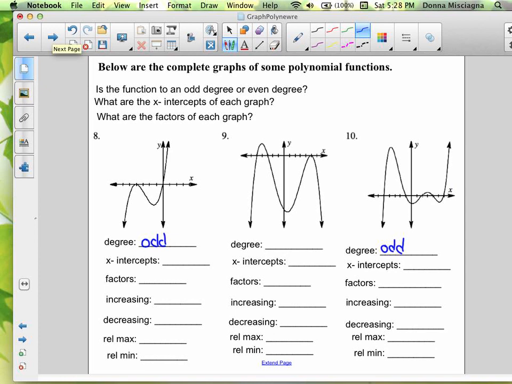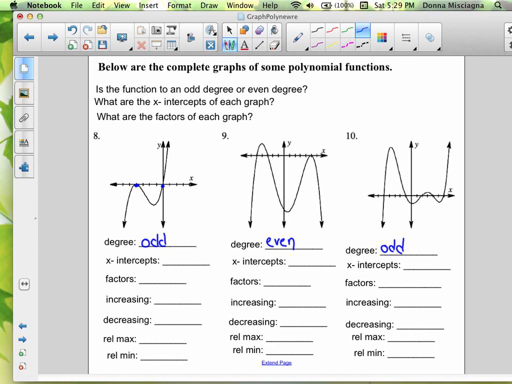The other one, the ends are going the same direction. That is even. Now I have to figure out degree. I only see 2 x-intercepts. It must be degree 2. But is 2 an odd number? Hopefully you're scratching your head and going, no, not an odd number.